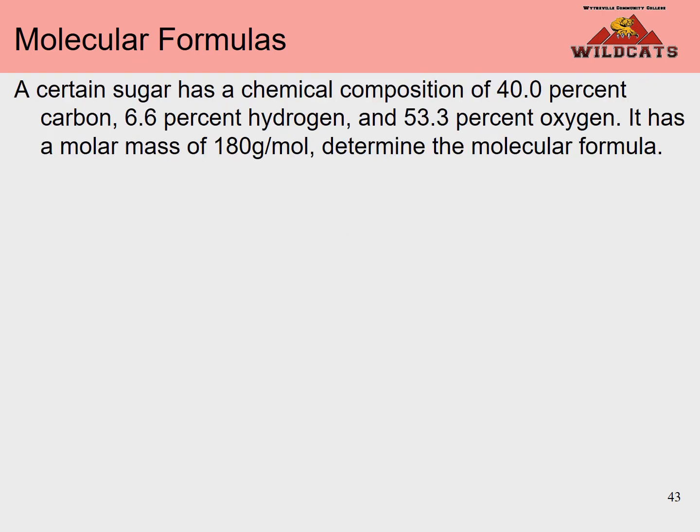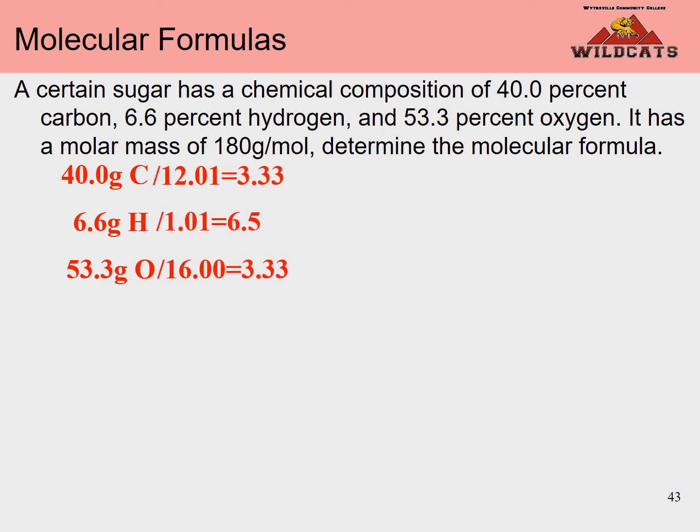So let's take a look. We got another organic compound, and this one's got 40 grams of carbon, 6.6 grams of hydrogen, and 53.3 grams of oxygen. We're going to divide each one by the molar mass, and I end up with 3.33, 6.5, and 3.33. At this point, you may be able to just start looking at those numbers and do the ratio in your head. This to me looks like a 1 to 2 to 1, and we end up with CH2O. So we know the empirical formula for this compound is CH2O.